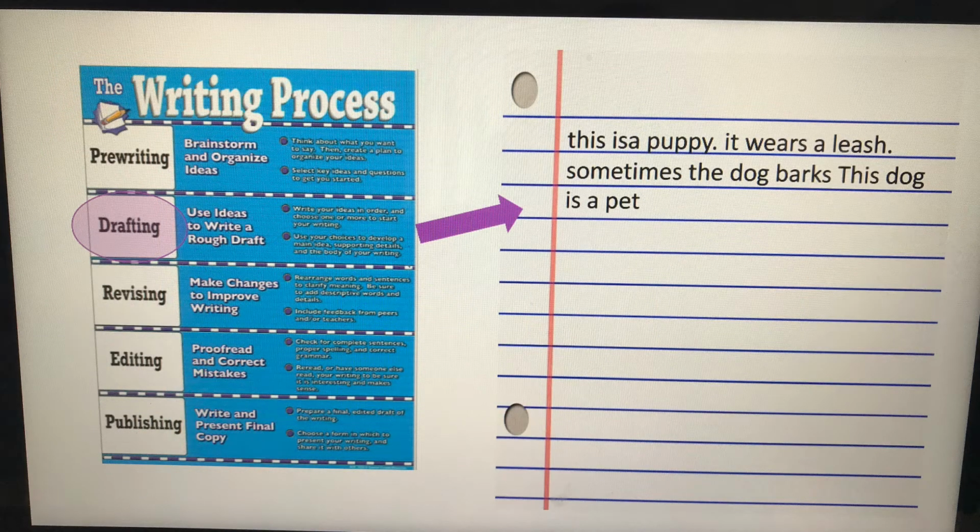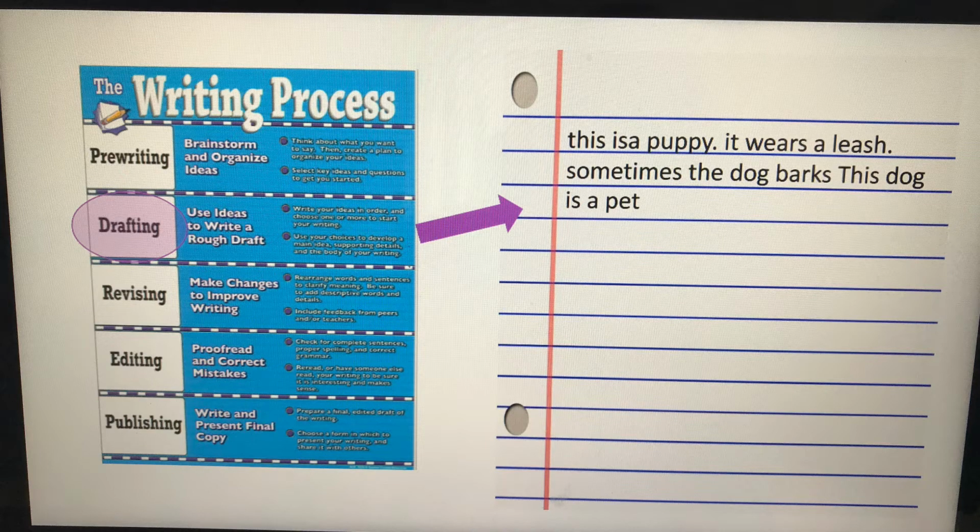So after you've done your pre-writing and brainstormed your ideas, this is where you take that information you just made and you put it into sentences in your drafting spot. So on a piece of paper in a notebook, a different paper than your circle map, you use your ideas to write sentences. As you can see, I have a sentence that says, "This is a puppy, it wears a leash, sometimes the dog barks. The dog is a pet."